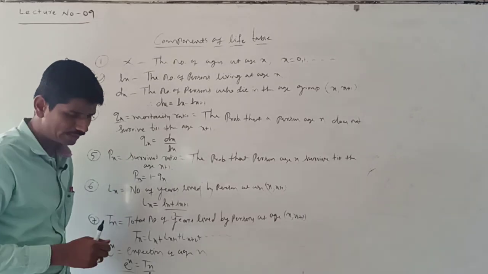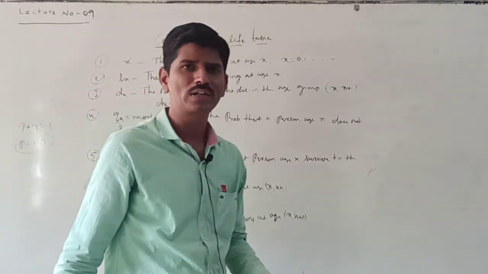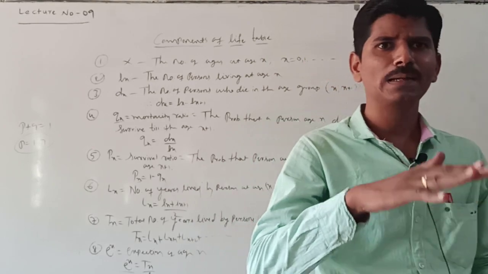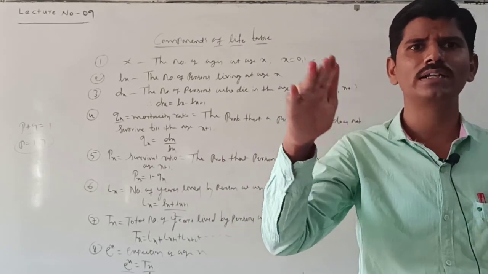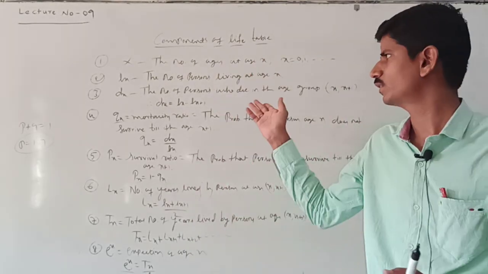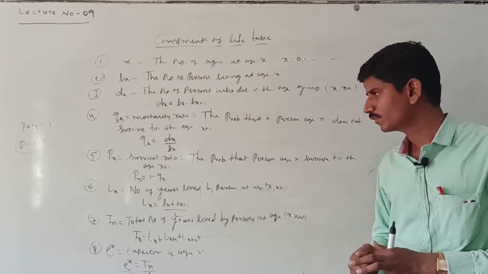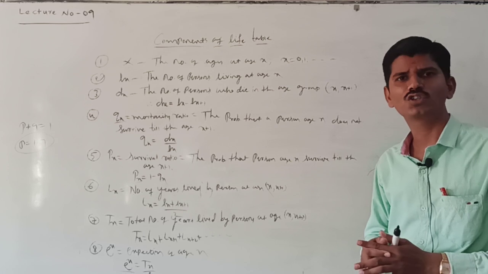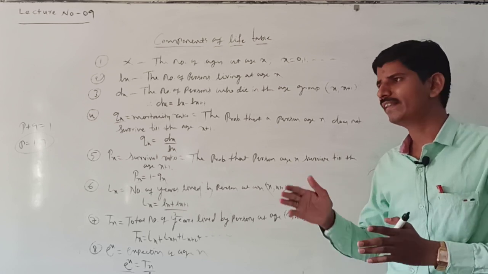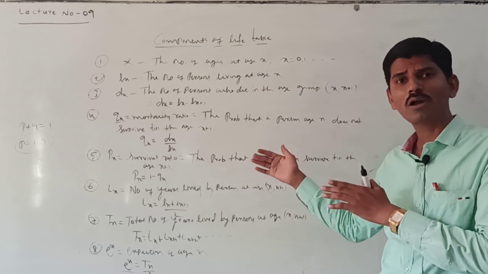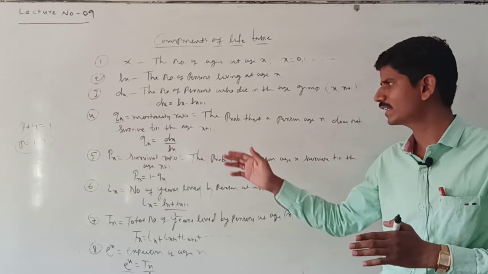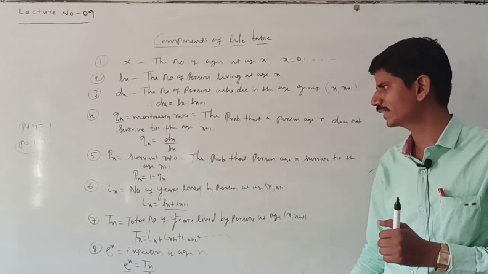And fourth is qx, the mortality ratio. What is the mortality ratio? The probability that a person age x does not survive till the age x plus 1 is called as mortality ratio. That is qx equal to dx by lx. And fifth one is px, that is survival ratio. Opposite, the probability that a person age x will survive till the age x plus 1 is called as survival ratio, that is px equal to 1 minus qx.